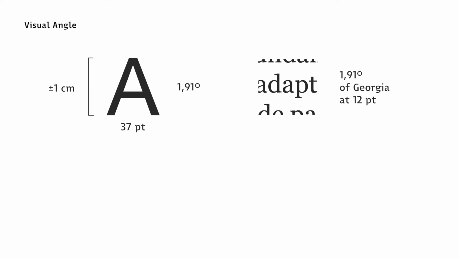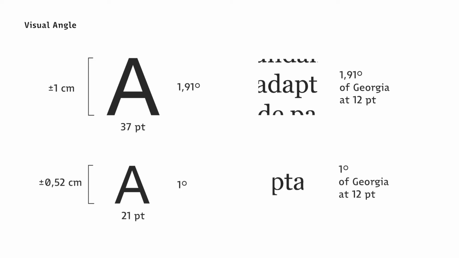1.91 degrees. And here's the amount of text that will fit in that 1.91 degrees, or 1 centimeter. Below you can see that 1 degree equals 21 points of Helvetica, again, at a normal reading distance. And when you read a long text at that average reading distance, 1 degree equals more or less 3 letters of Georgia at 12 points.